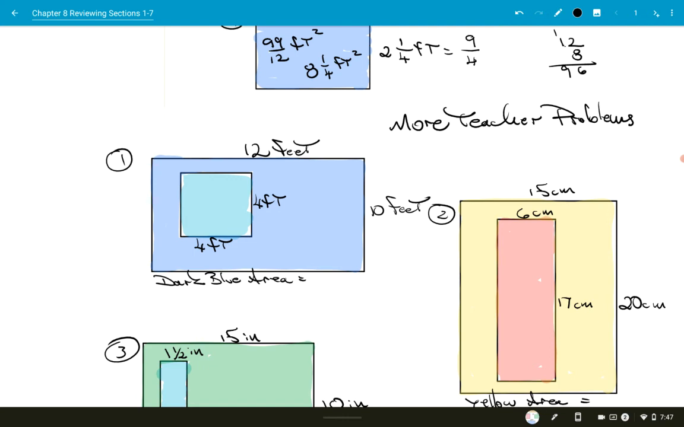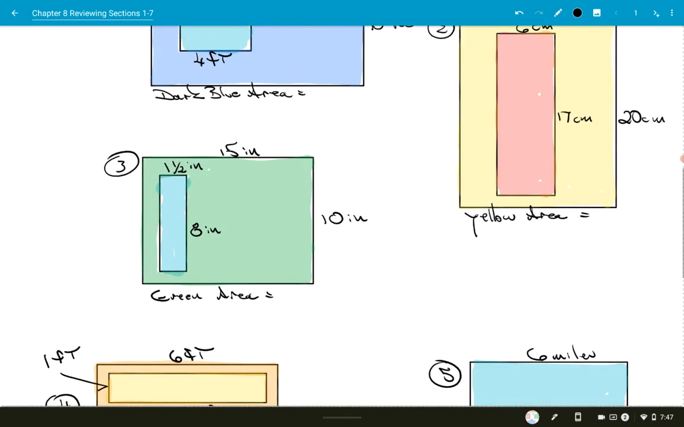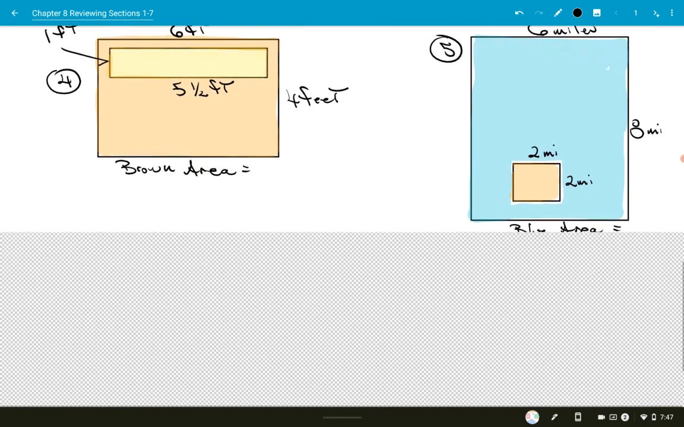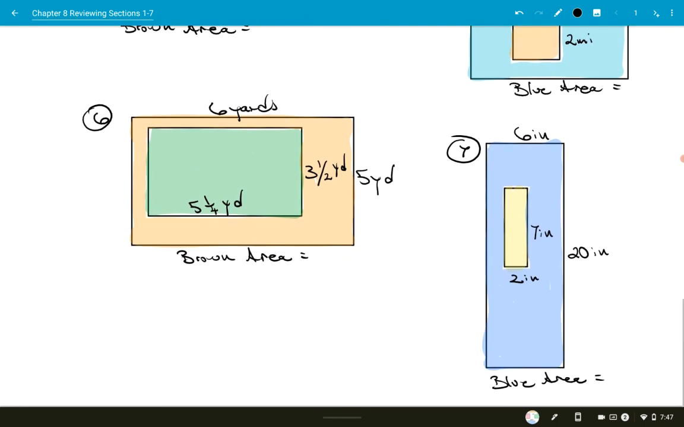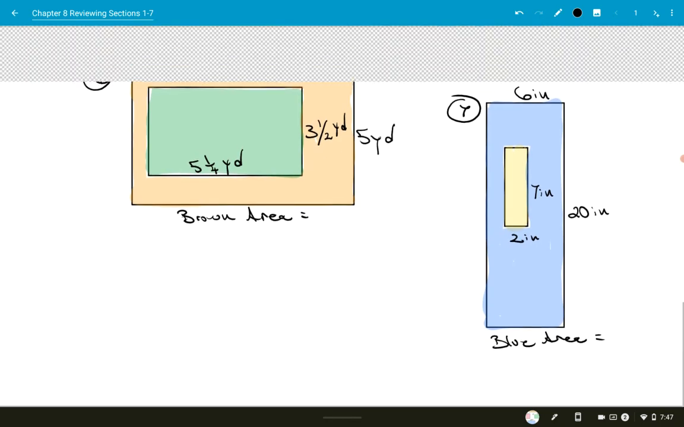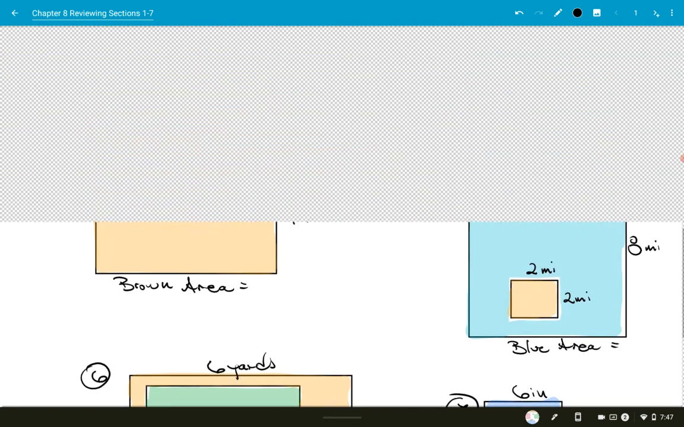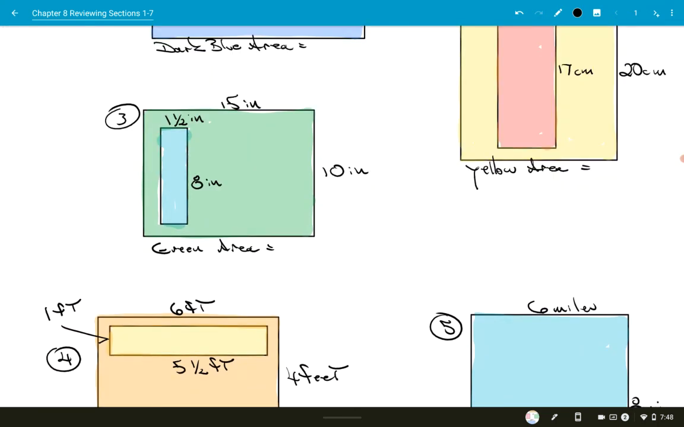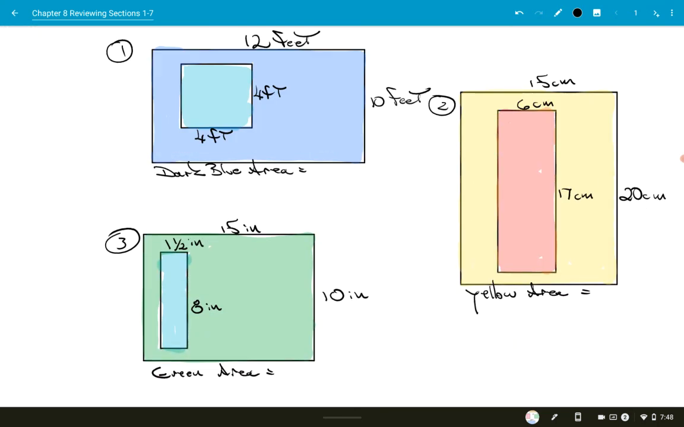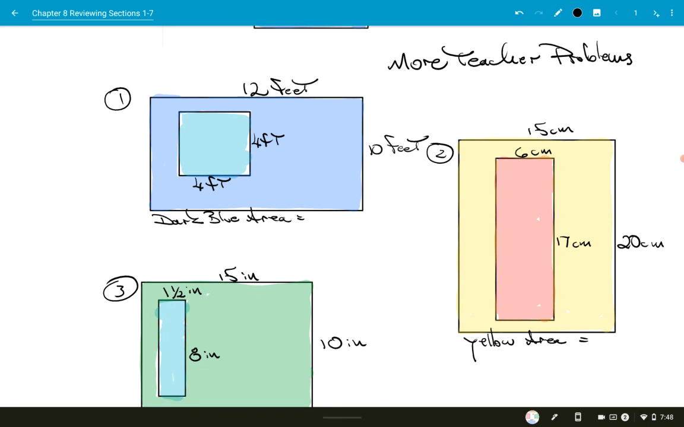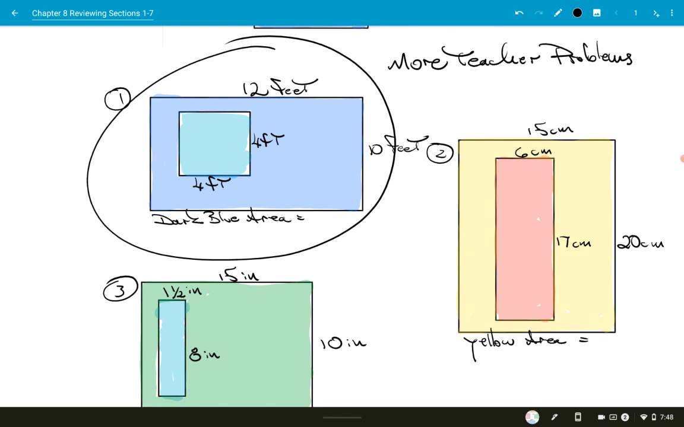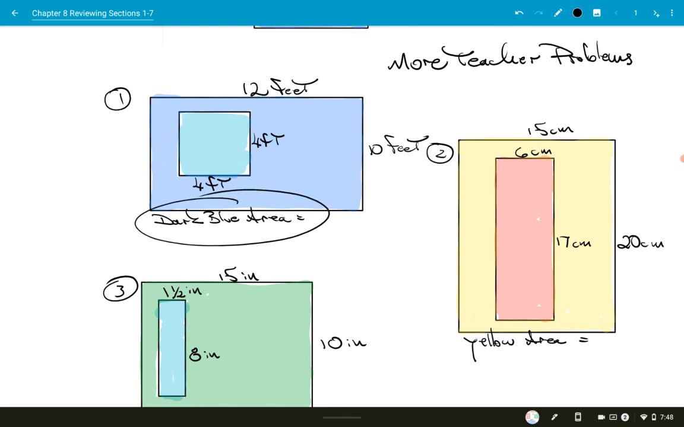So anyways, here's what I want you guys to do. And there's 1, 2, 3, 4, 5. I think I had 7 of them. 6 and 7. Yeah, that's it. Okay. But what I want you to find in each one of these figures is the area of a particular color. So I'm looking at number 1 right here. I want you to find the area of the dark blue.